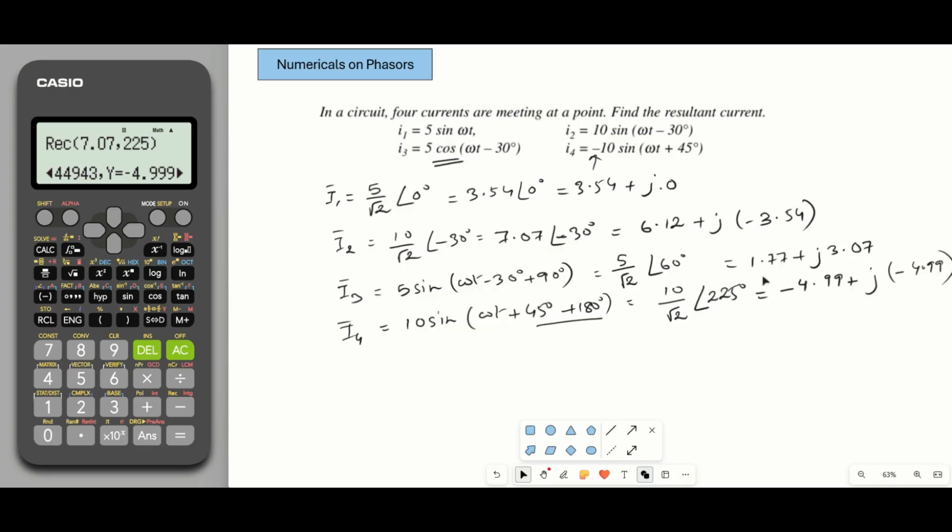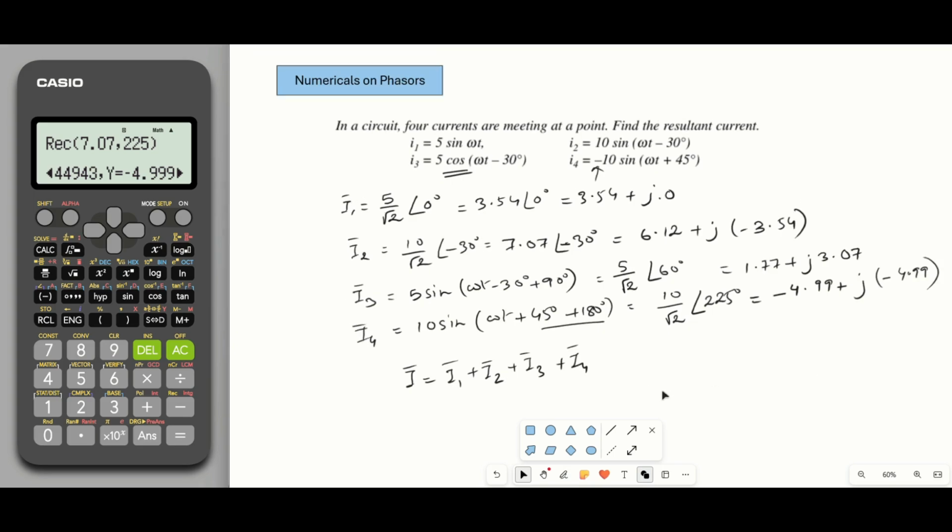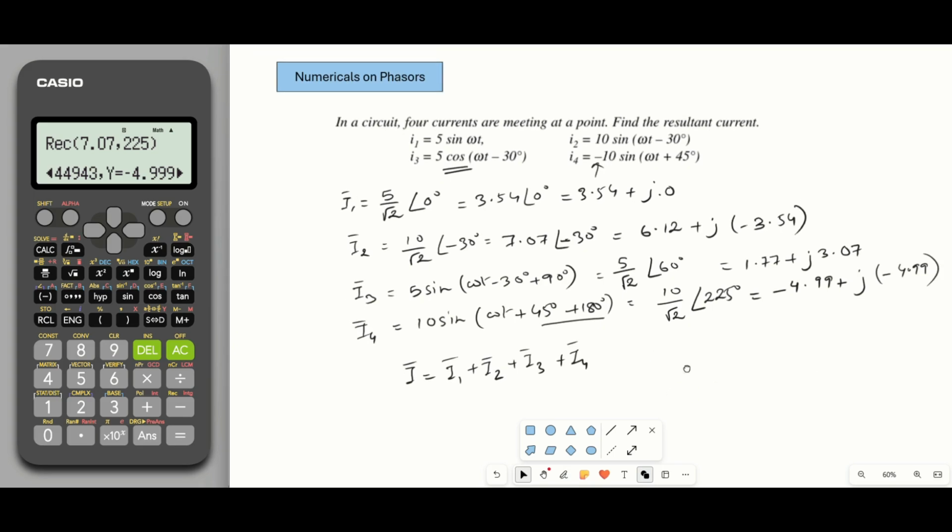After conversion, we will directly write the answer. The values are 1.77 plus J3.07, and for I4, minus 4.99 minus J4.99. Let us add them and get the answer. So I equals I1 plus I2 plus I3 plus I4. Let's add all the real terms together and imaginary terms together.